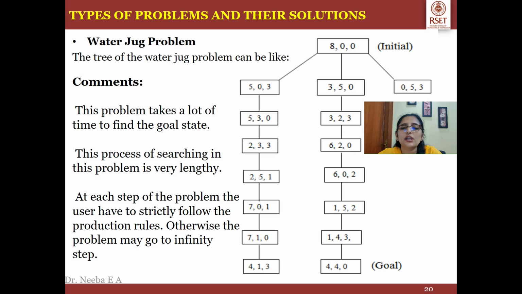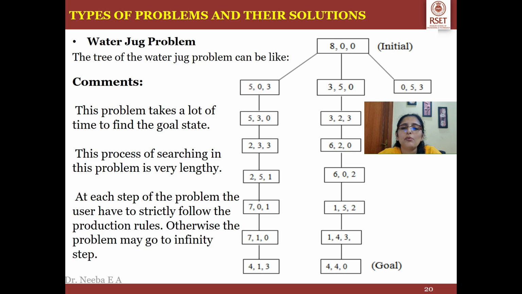So 503 can be considered as 530. Here 350 can be poured again as 323. Again 530 to 233, 323 to 620. Like that it goes, and in this part of the tree you get the answer 440, which is the goal state. So you have to pass through this.